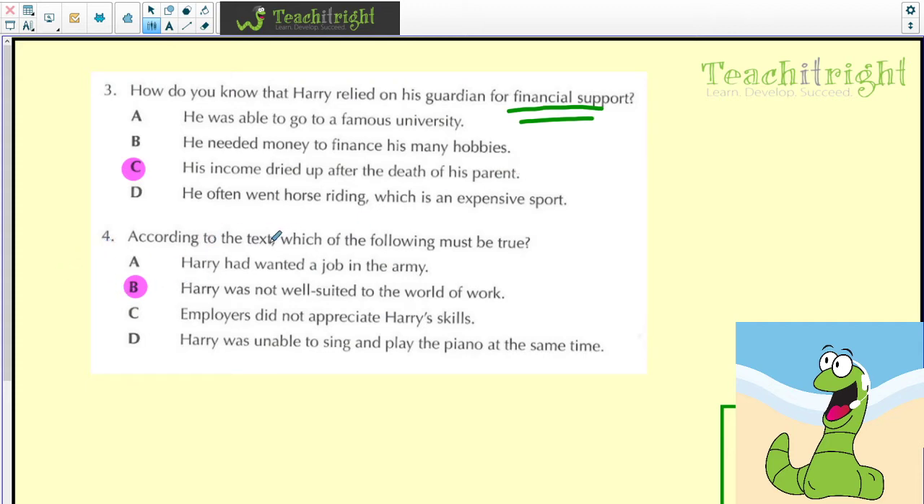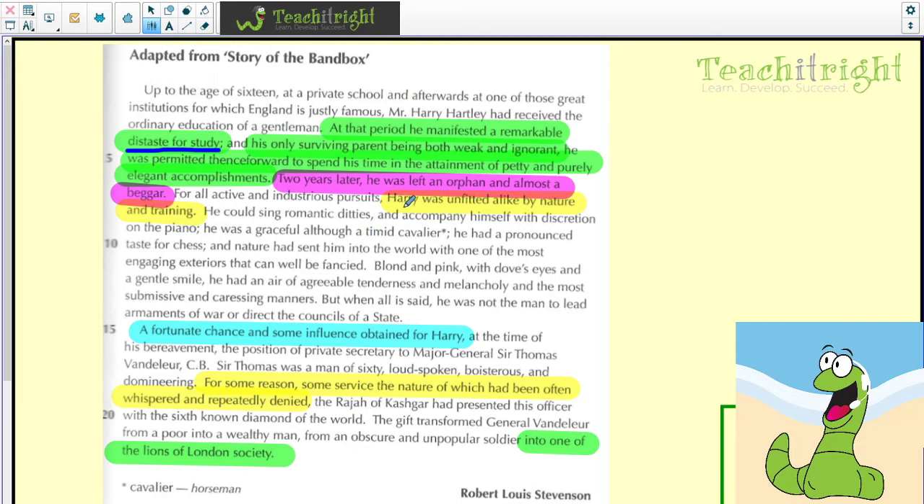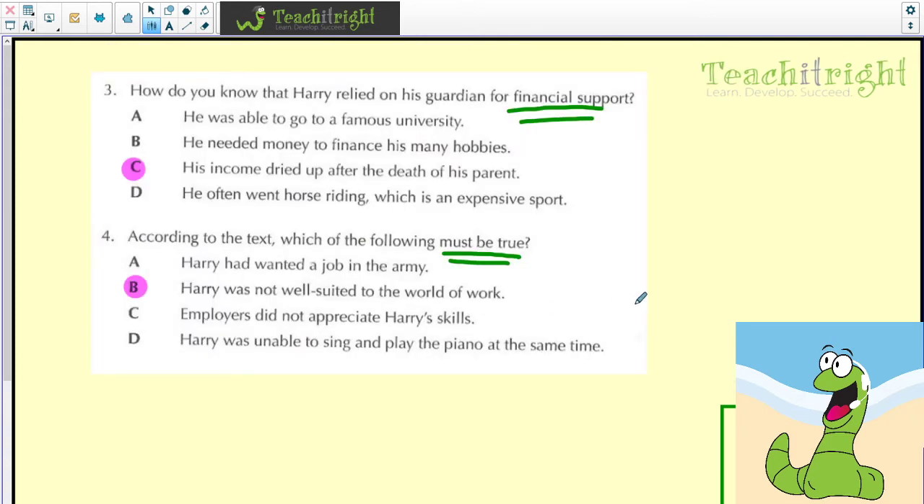Question 4, according to the text, which of the following must be true? So it's a true statement. Harry was not well suited to the world of work. And if we go back here, Harry was unfitted alike by nature and training. Okay, so that implies that he wasn't really fit for working. He preferred to do other things like sing romantic ditties, and also talks about his love of playing the piano as well. So, Harry was not well suited to the world of work.